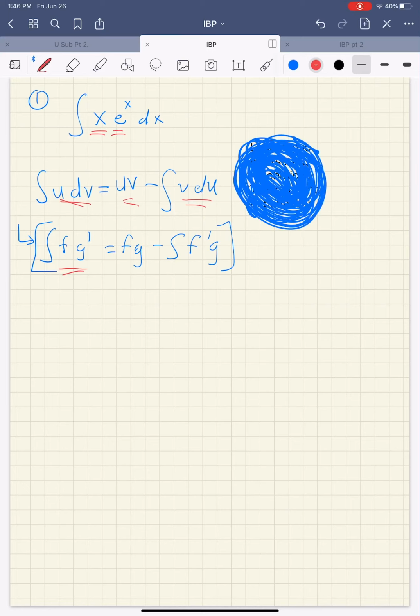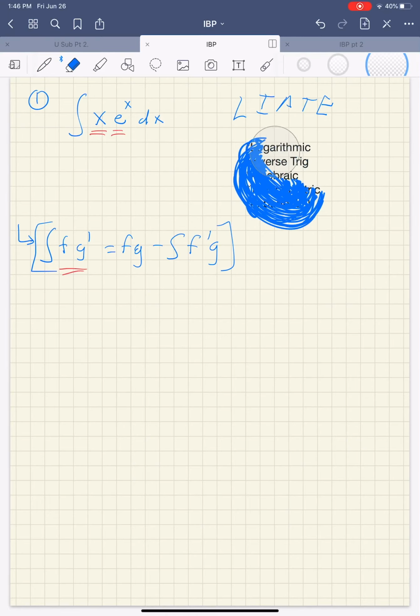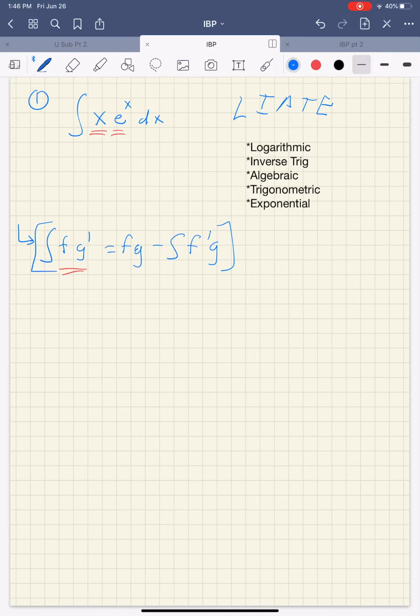But in order to do this, we have this thing called LIATE. Although some of you may have heard this, LIATE is basically just a little acronym that stands for logarithmic functions, inverse trig functions, algebraic functions, trigonometric functions, and exponential functions. And this basically helps us to determine our f function, because once we know f, the other one's going to be g prime, and then we could just plug it into this formula right here.